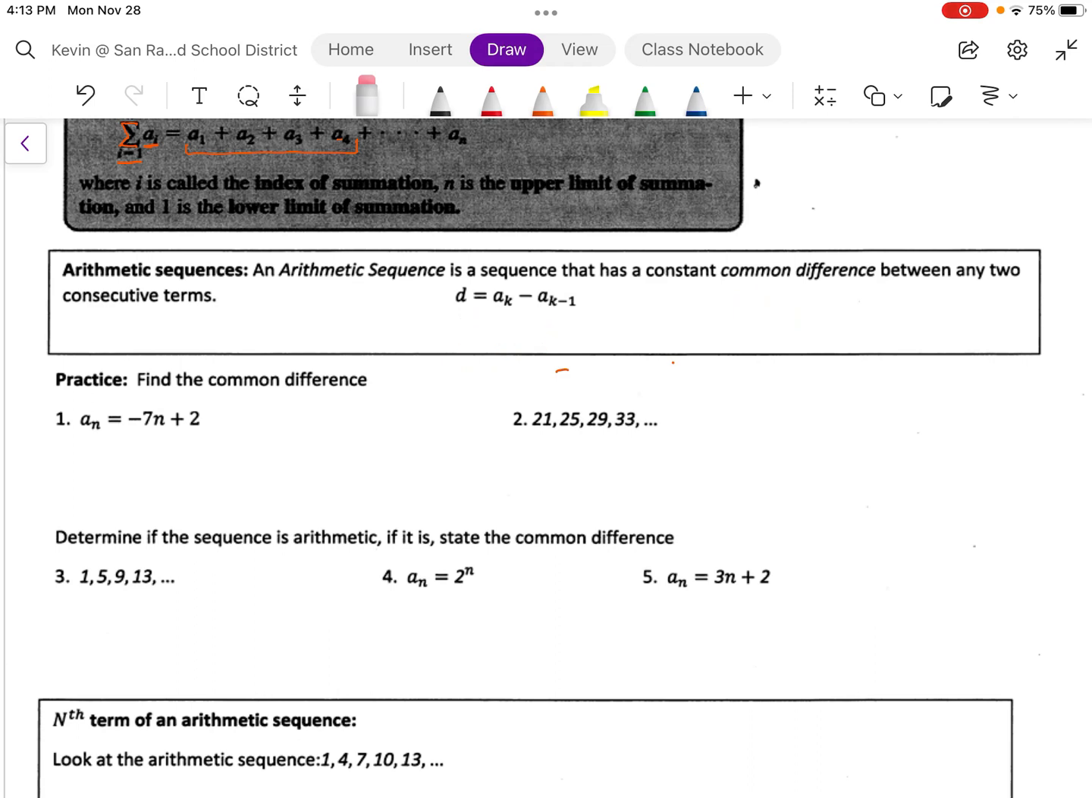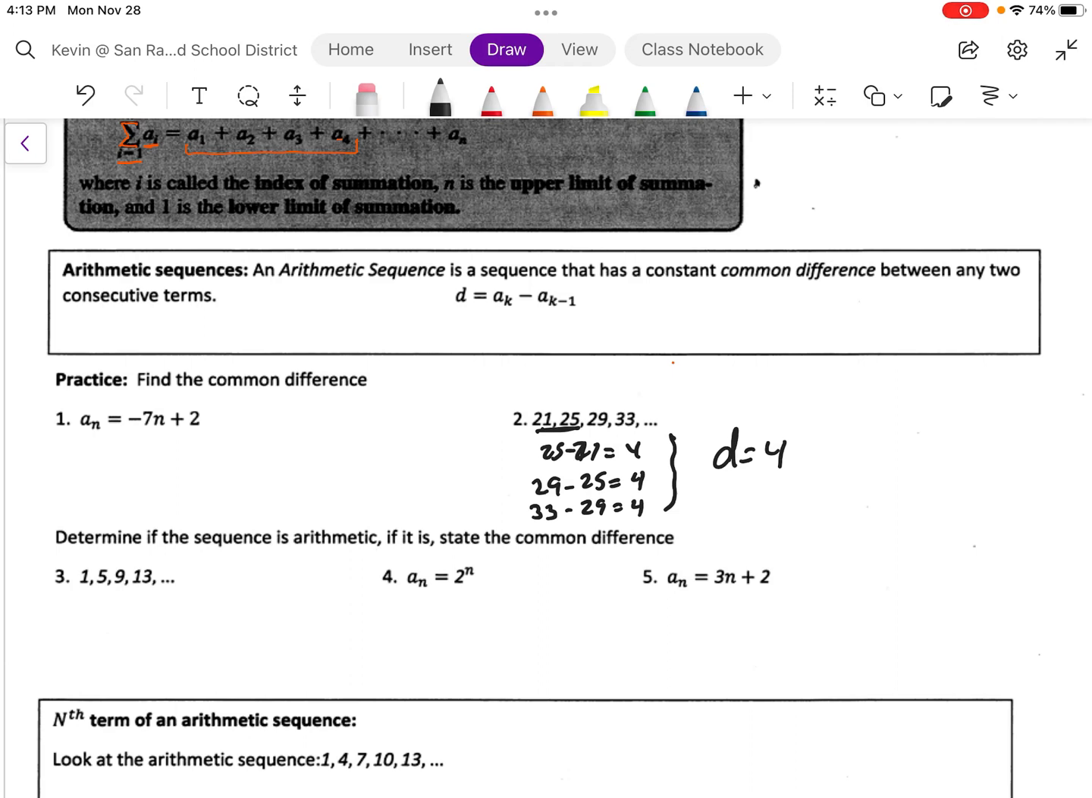Let's take this into practice. Come down here and look at number 2 first. We want to find the common difference. So we take two consecutive terms: 25 minus 21 equals 4, 29 minus 25 equals 4, 33 minus 29 equals 4. We don't just take two terms; we test it for a few, and we see that we have a common difference, d equals 4.